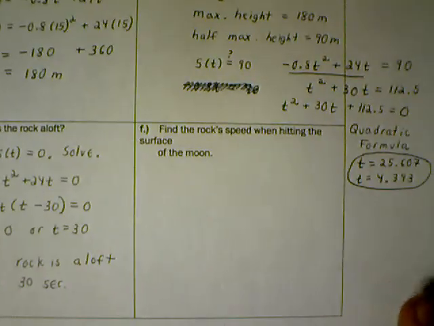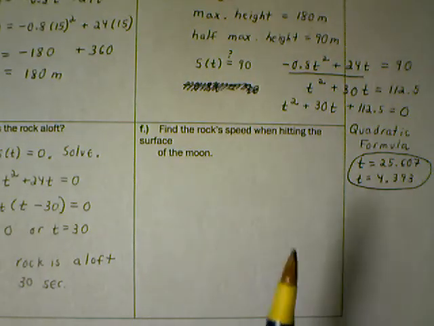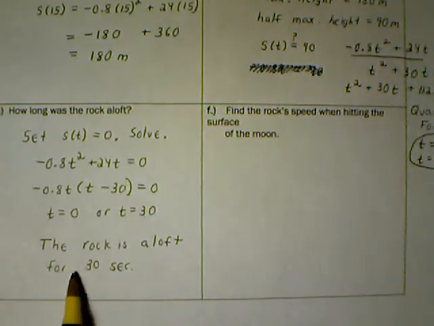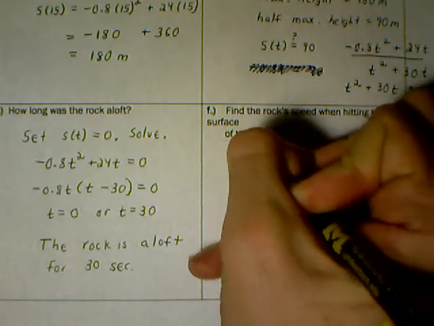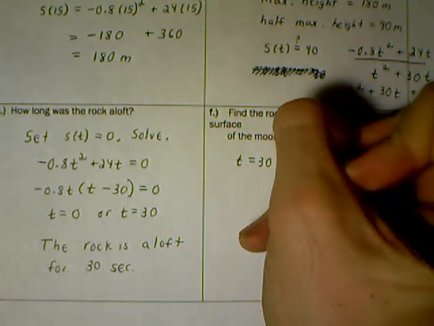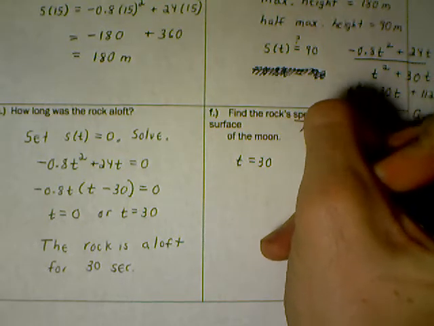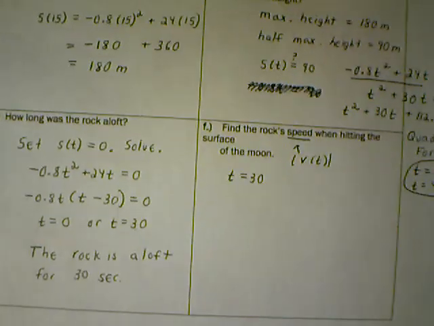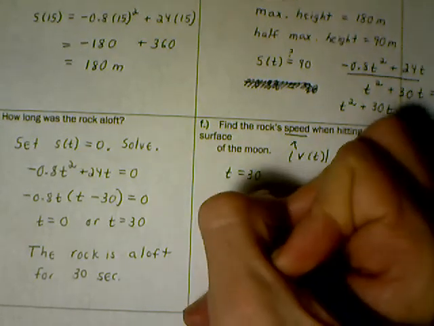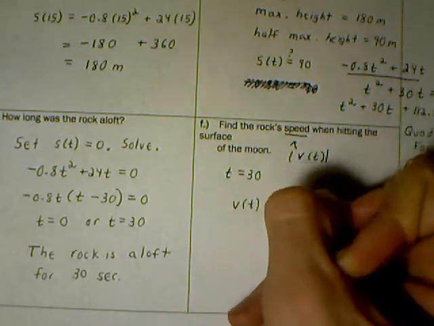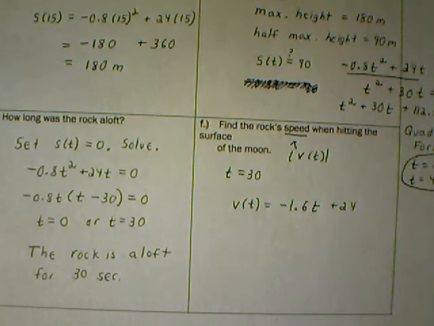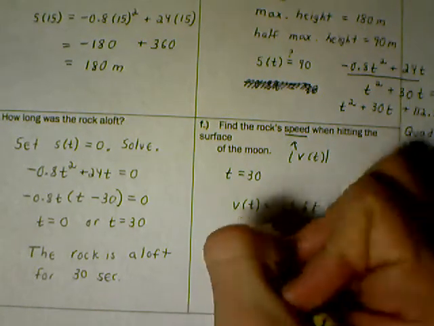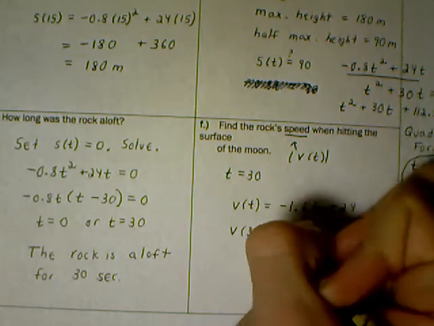All right. Find the rock's speed when hitting the surface of the moon. So I know it's going to hit the surface from the last part at 30 seconds. I know I'm asking for speed, which means I first have to look at velocity and then take the absolute value. So the velocity function we have was negative 1.6 t plus 24. I want to know the velocity when it's hitting the surface, so I'm going to plug in 30.